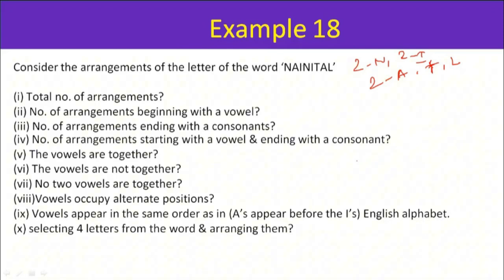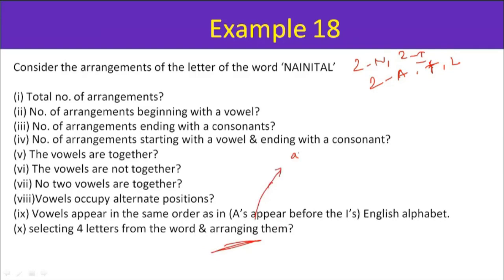But again, it depends, right? Which 4 words do you choose? Whether you choose 2N, 2T, or you choose 2N, 1T, 1L, or you choose 2N, 1A, 1T, 1L. So how you choose your words will actually determine my arrangements, because I also have to arrange them. So again, in how many ways can you choose the 4 words?